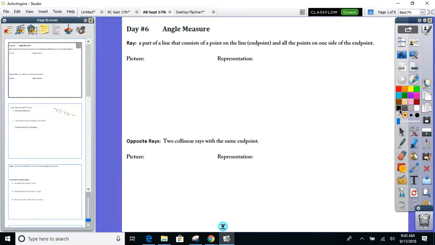Okay, here you go. Ray, and I mentioned this a little bit last week, but I definitely want to get in more detail to it now. A ray starts with an endpoint, and all the points on one side of that point. There we have a ray. And let's put some letters on the ray. Let's call that point A, point C, point B.